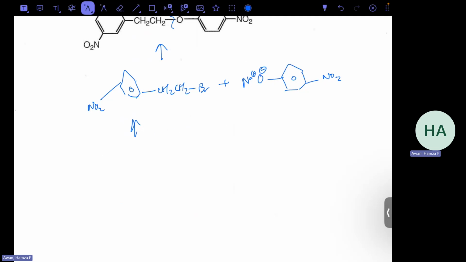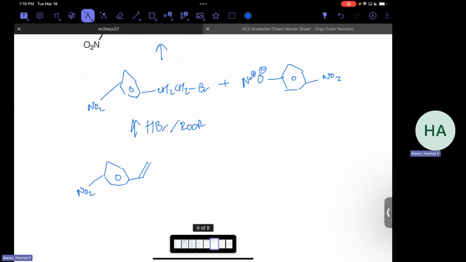One thing I would use instead is HBr and peroxide. This is an anti-Markovnikov reaction with alkenes, right? So it'll put the Br in the anti-Markovnikov position. So NO2. What we'll have here instead is a single bond and then a double bond attached here. So now we have an alkene, and these are meta to each other.